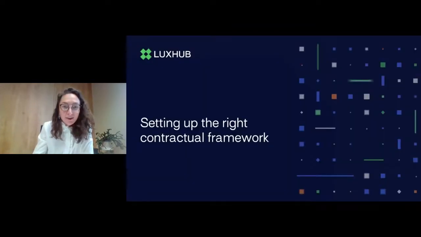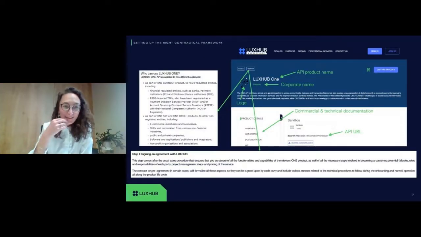And the last part, which is also extremely important and which raises quite a lot of questions, because I have had already quite a lot of discussions about this, is the contractual framework. As you can see on this, LUXHUB 1, the API that was presented by Claude earlier, is an API that cannot be accessed by everyone. It's an API that is subject to the execution of an agreement with LUXHUB before accessing it.